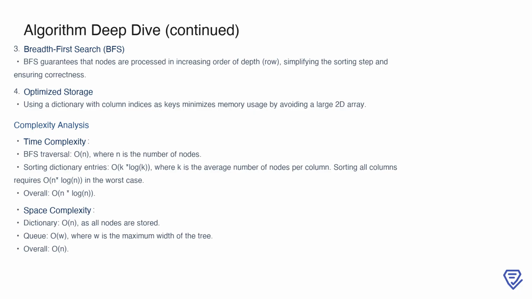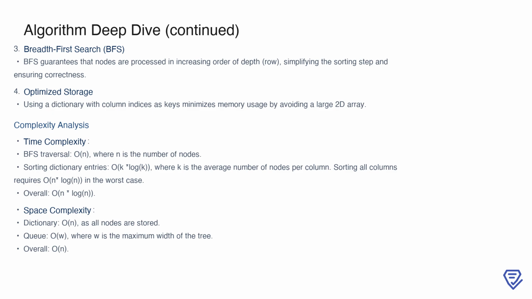When analyzing complexity, the BFS traversal has a time complexity of O(n), where n is the number of nodes in the tree. Sorting the dictionary entries involves sorting the tuples within each column, which has a complexity of O(k*log k) for k tuples per column. Since all nodes are distributed across columns, the worst-case sorting complexity is O(n*log n). Thus, the overall time complexity is O(n*log n).